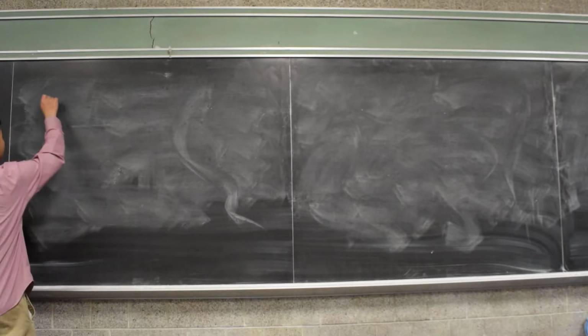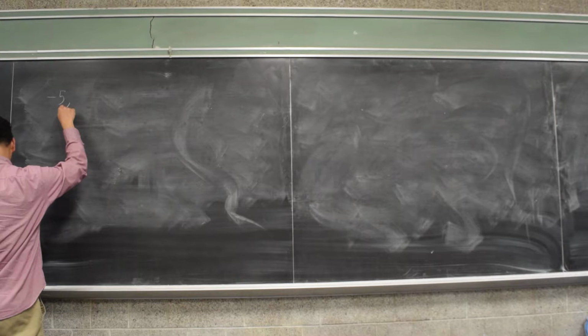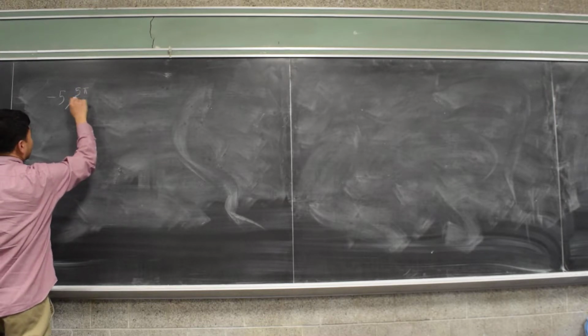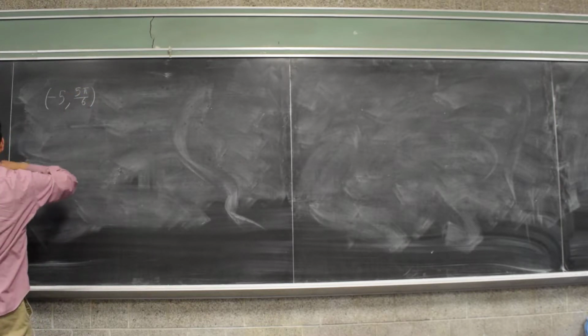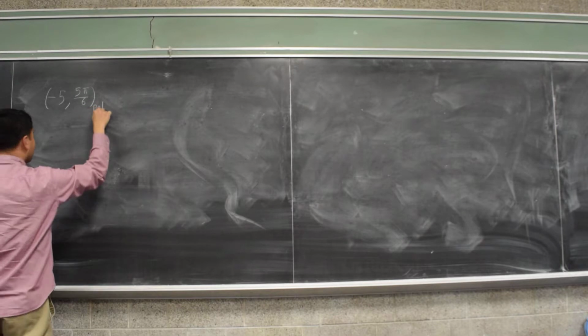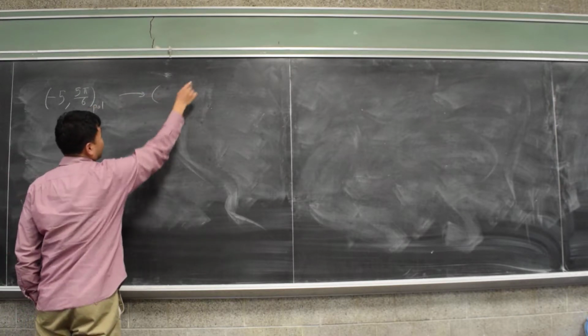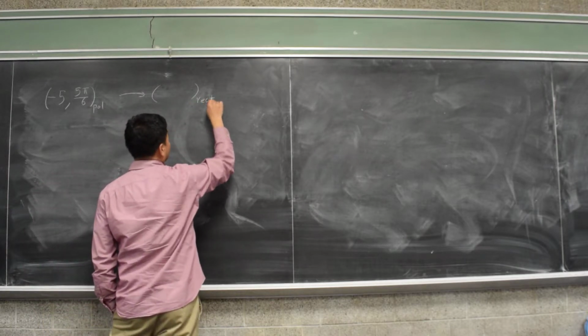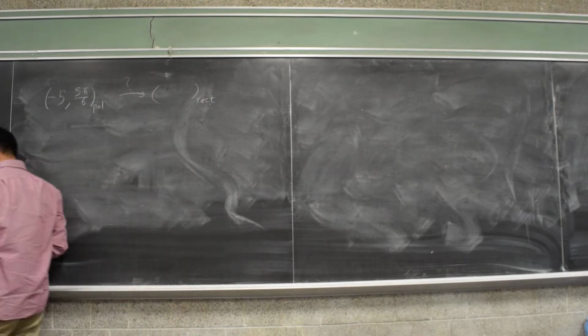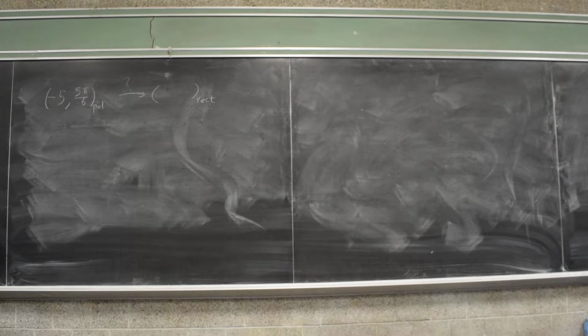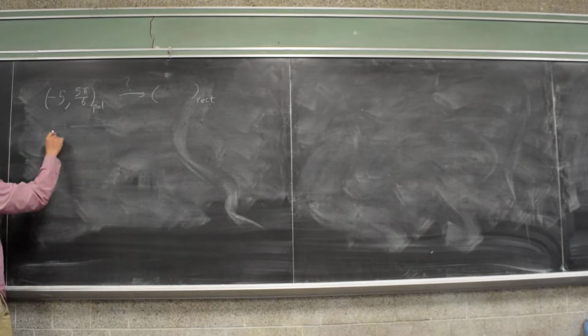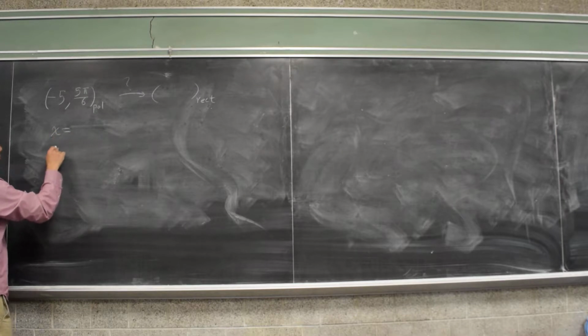Alright, so if you're given (-5, 5π/6) as the polar coordinates, the question is, what is this in rectangular? How do you change that into rectangular? Well, you just use these formulas.